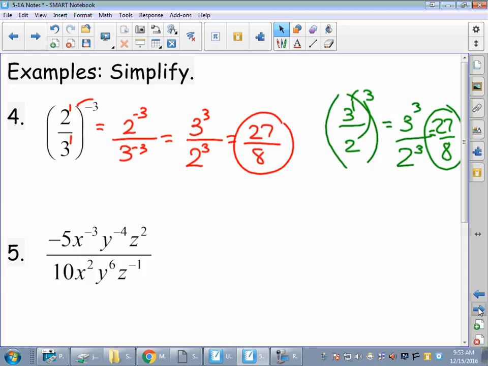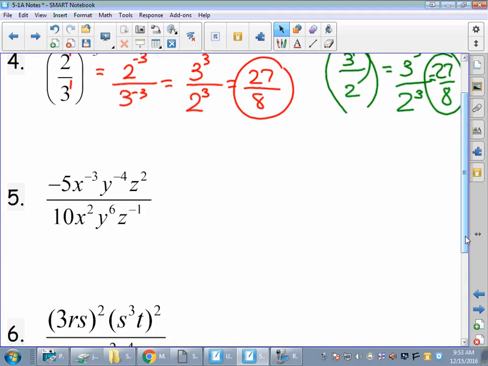All right, number 5. I like to work in the positive. I see all these negatives, so I'm going to write my fraction and then put things where they need to go. Negative 5 stays on top. It's raised to the 1st power. A lot of people see that negative and they think that they have to flip it, because you can't have a negative exponent. So keep that in mind.